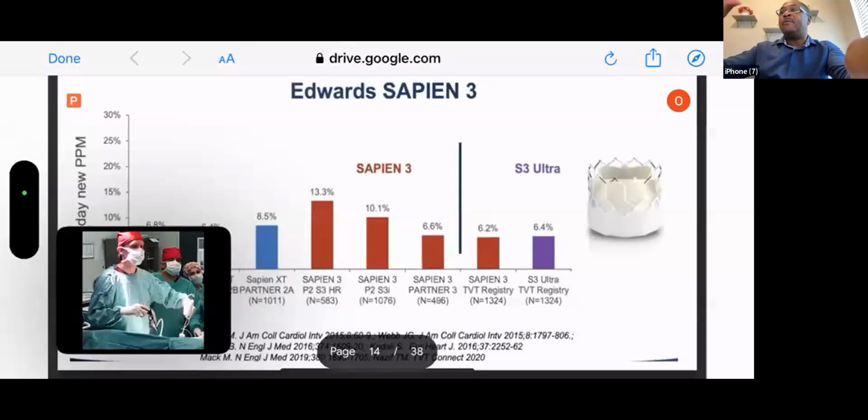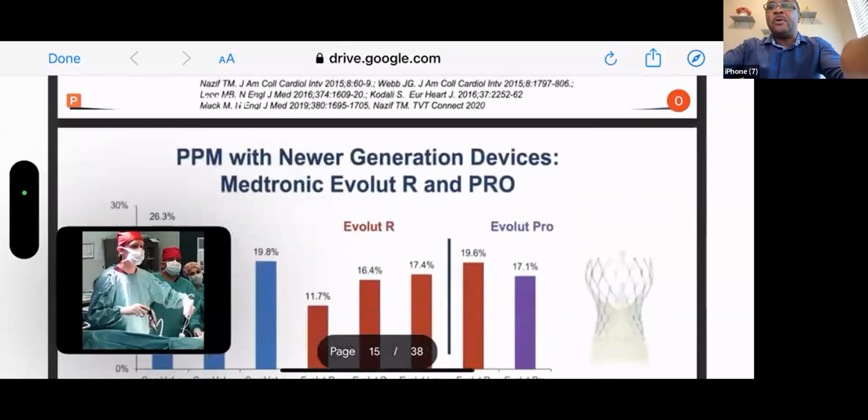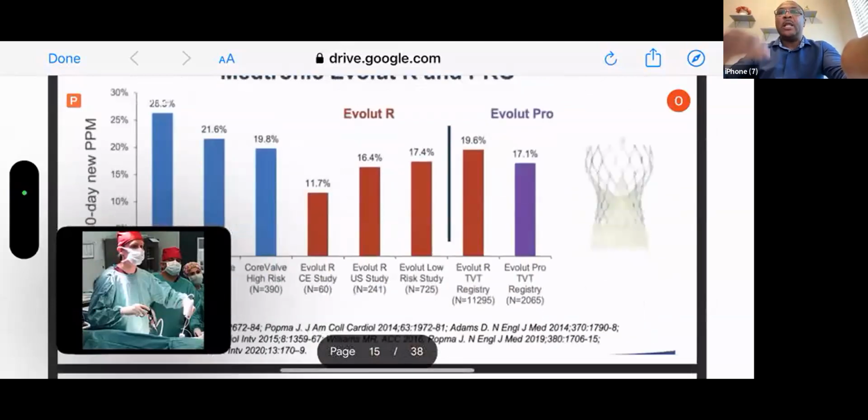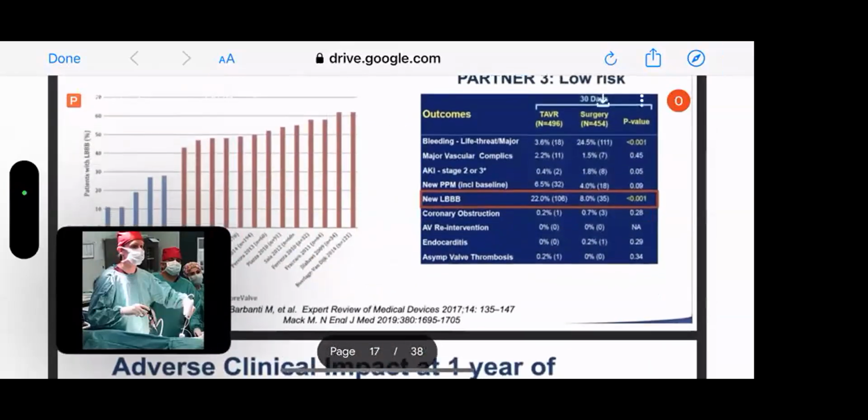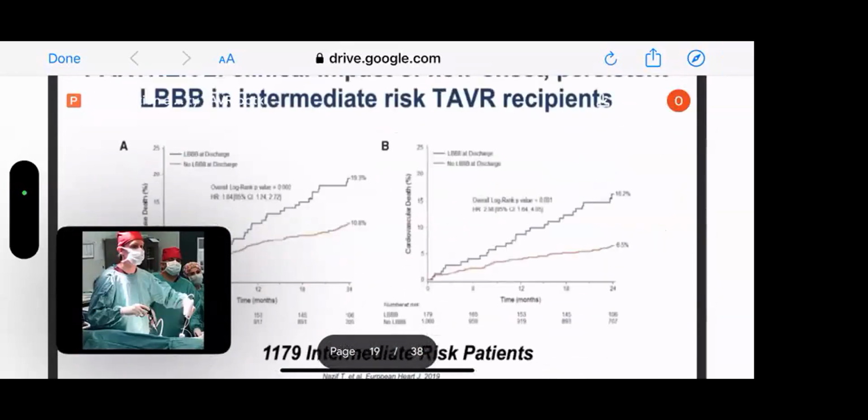So the Edward valve is short. So usually when you put it, it just stays up there. It doesn't get down to the membranous septum. But the core valve, because of the length, usually a lot of them presses on that membranous septum, and that is why. Does that answer the question? Yeah, I think it does. Okay, all right. Thank you.